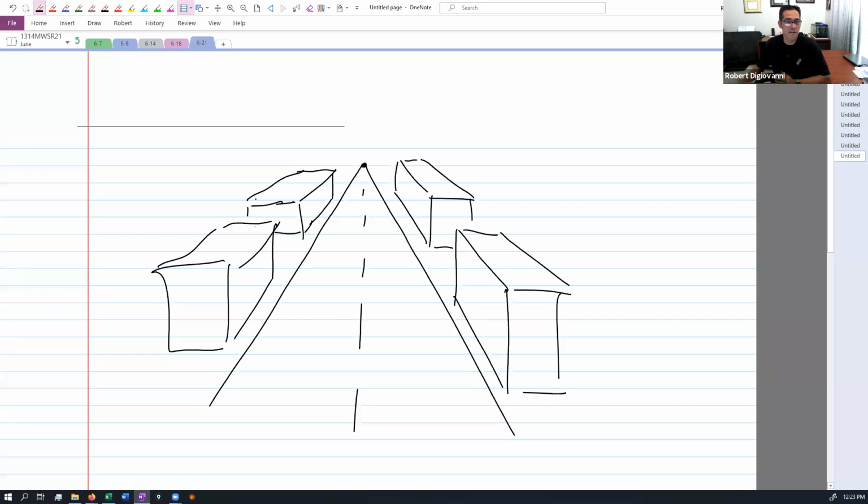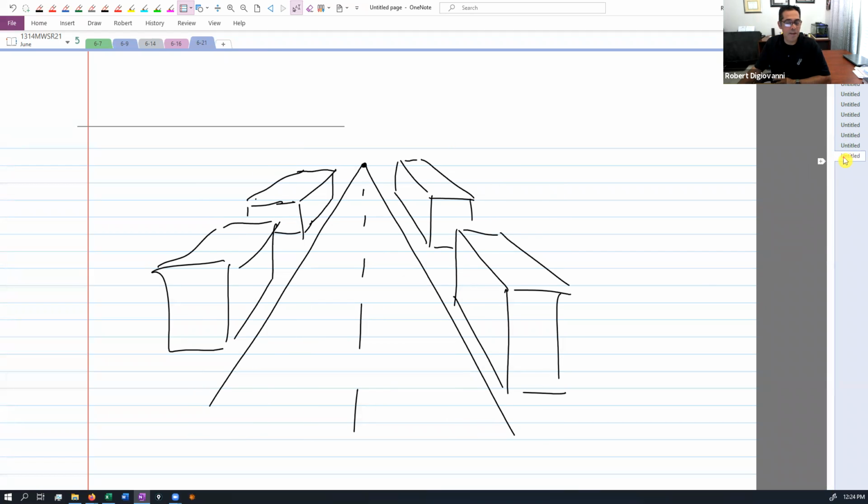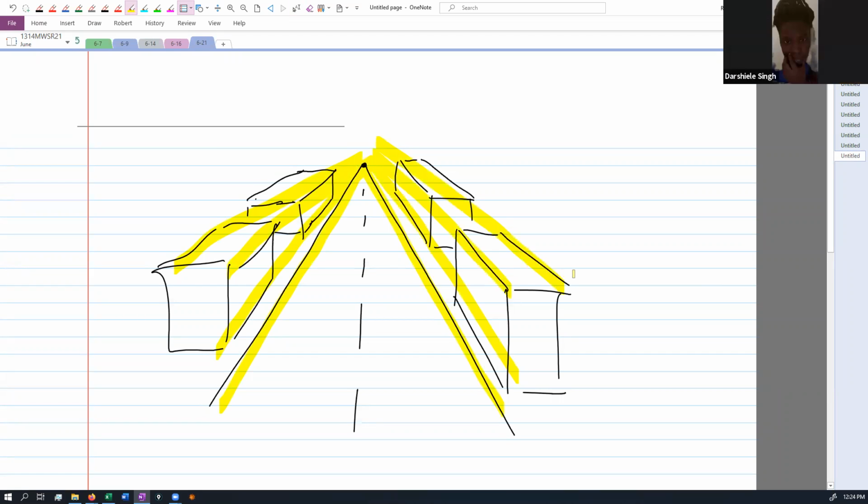Do y'all see that? Version A, version B. Version B is much, much more realistic. It has that depth to it, right? And look at what's happening though. All the parallel lines are all doing what? I didn't do a very good job of this, but what are all those parallel lines doing? Intersecting at this point. They're coming together to a point, this thing we call the vanishing point.